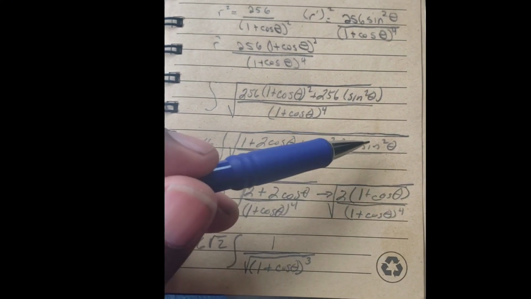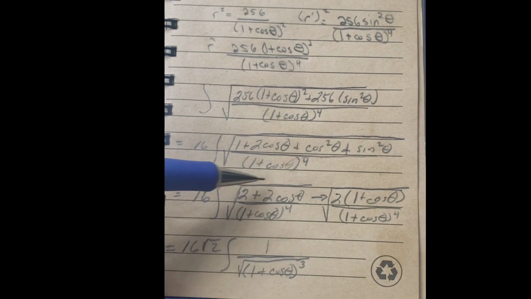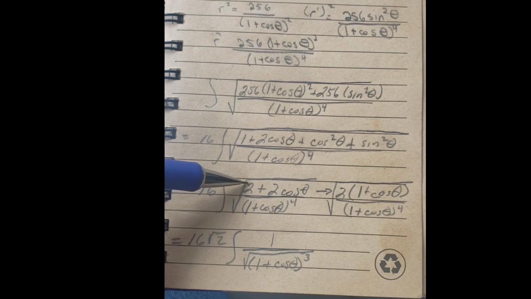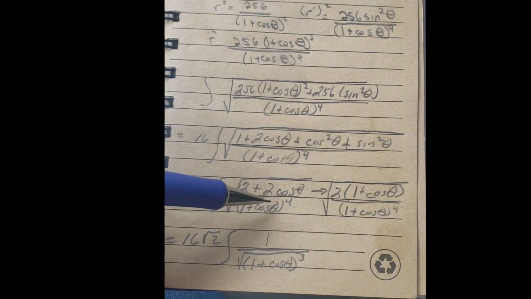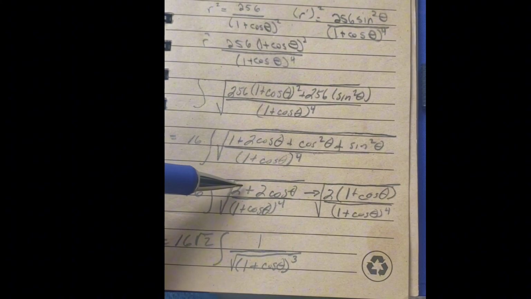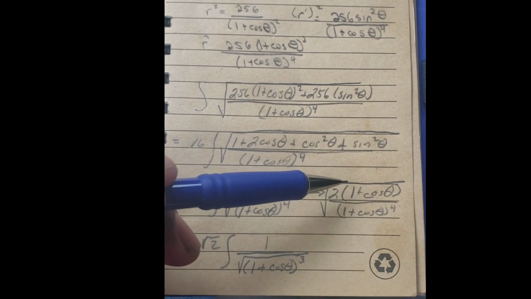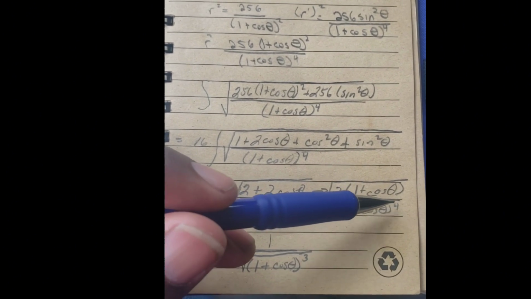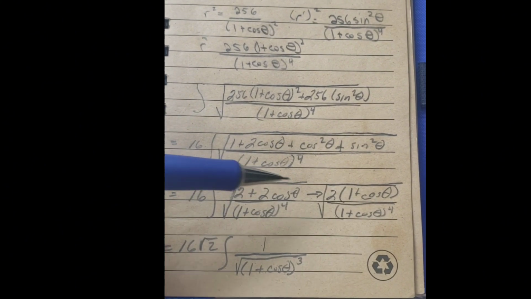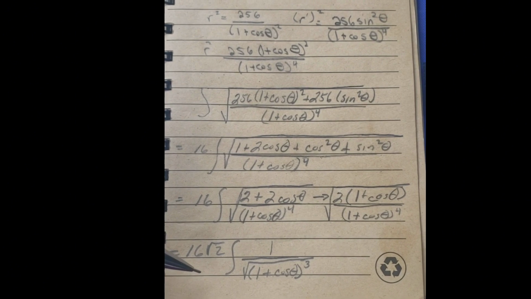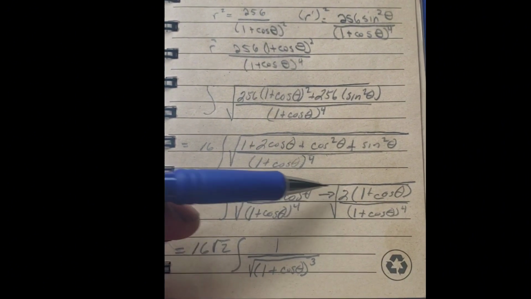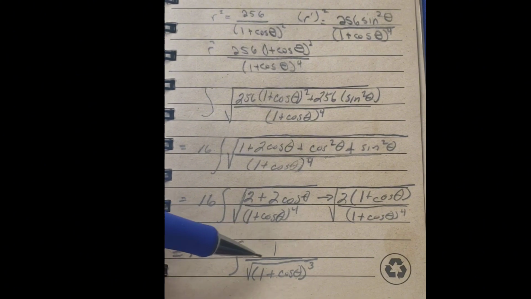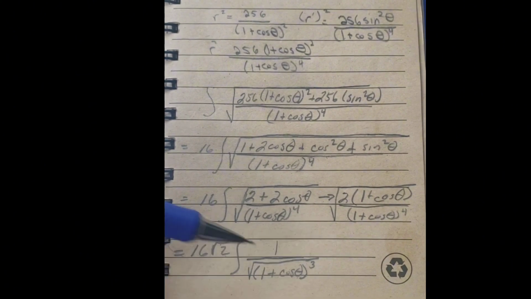Now, of course, we know that cosine squared theta plus sine squared theta is equal to 1. Putting that together, adding it to the 1 from the very first term, we get the square root of 2 plus 2 cosine theta over (1 plus cosine theta) to the 4th power. We can factor out the 2 from the terms up top to get 2 times (1 plus cosine theta) over (1 plus cosine theta) raised to the 4th power. We cancel out the common factor of 1 plus cosine theta. And so now, also taking out the 2, which will be the square root, we have 16 times the square root of 2 times the integral of 1 over the square root of (1 plus cosine theta) raised to the 3rd power.